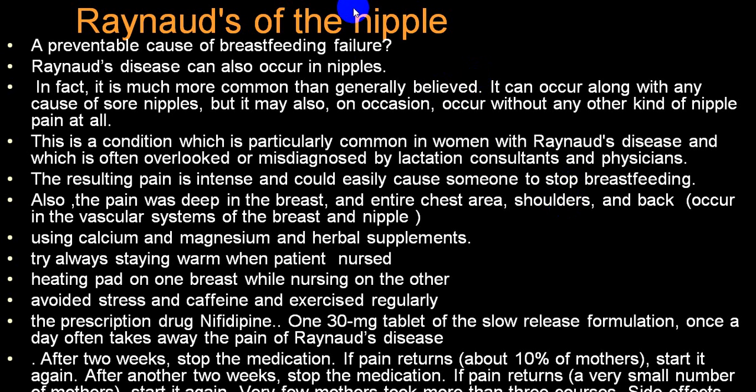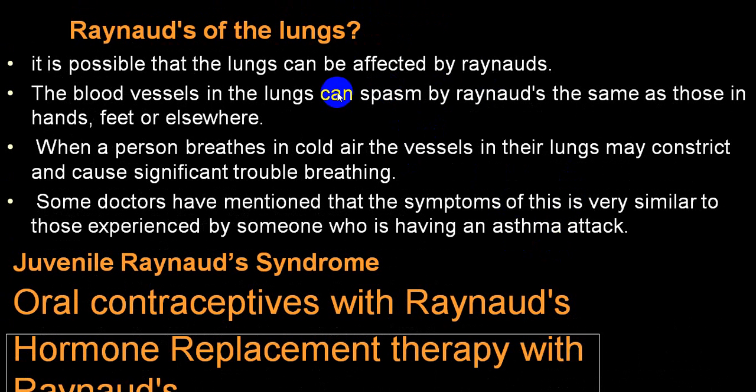Yes, very rarely you get involvement of Raynaud's phenomena at nipple level. I'm skipping this slide. At your leisure time you can go through. Very rarely you can come across Raynaud's involving the lungs. Very uncommon. There is one term which is very frequently used, juvenile Raynaud's syndrome. There is also another term, oral contraceptive with Raynaud's phenomena, very common in females and also in females who are on hormone replacement therapy.